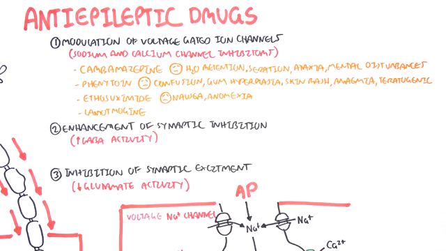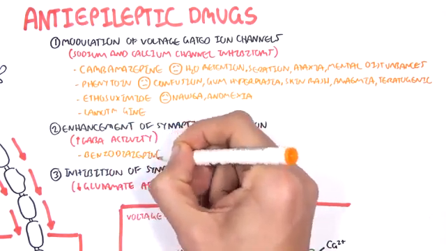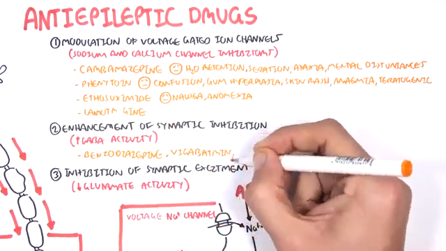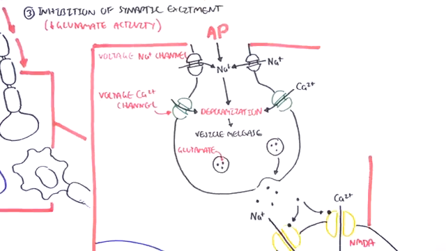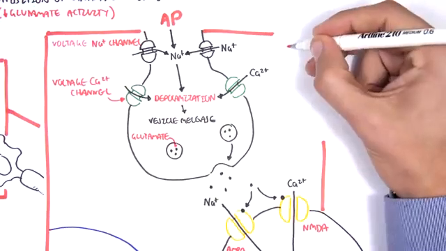Then you have the other class of antiepileptics that stimulate GABA activity. These drugs include benzodiazepines, vigabatrin, and tiagabine. I hope I pronounced those right.